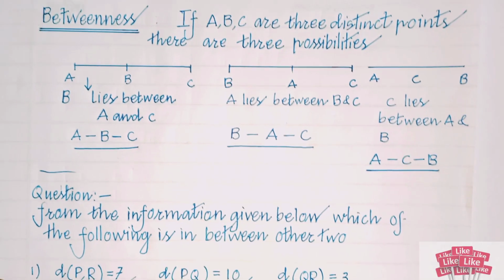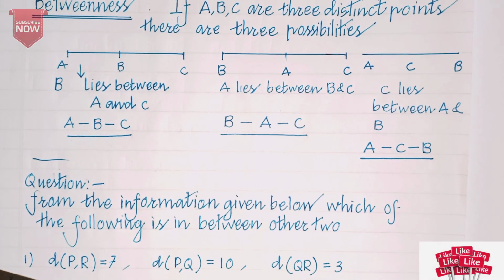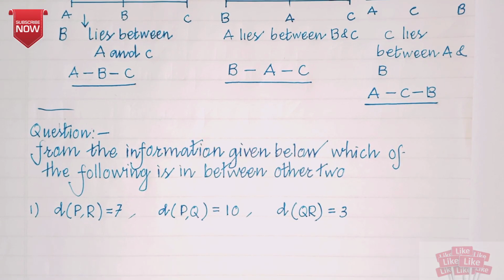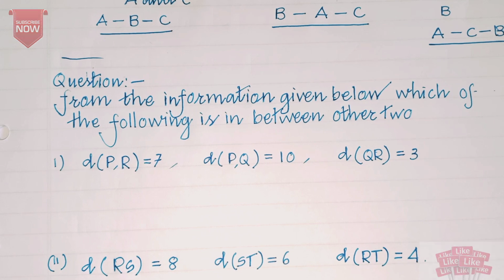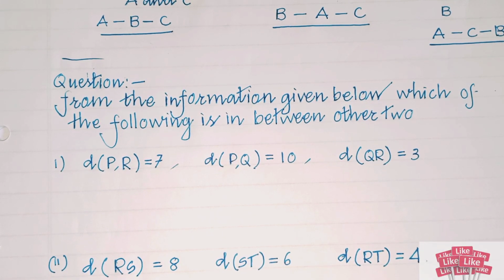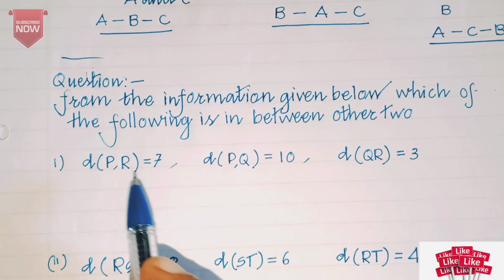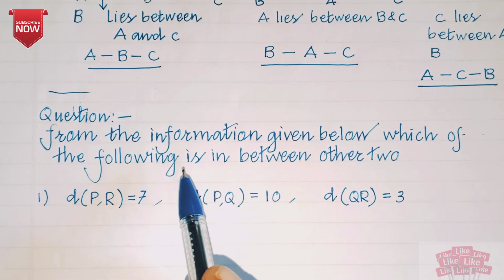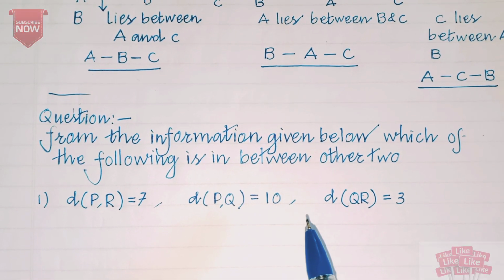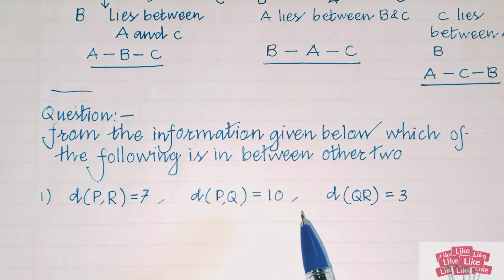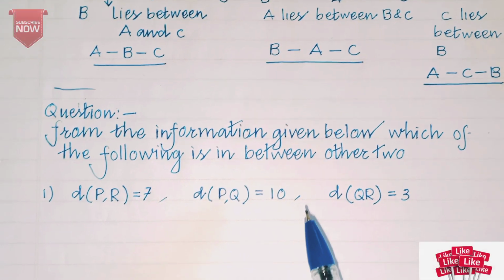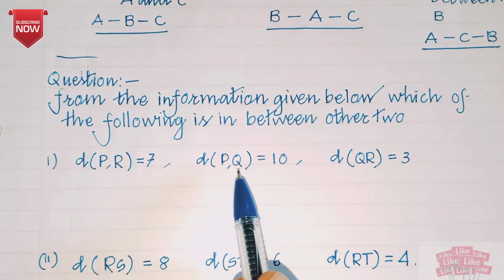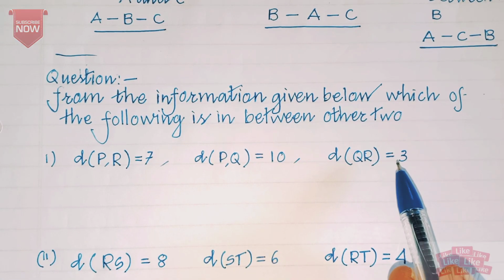Now this type of concept is useful for solving various types of questions. Now you see your question. From the information given below, which of the following numbers is in between the other two? Here these three distances are given, and we have to see which number lies between the other two. Distance PR is given 7, after that distance PQ is equal to 10, distance QR is equal to 3.